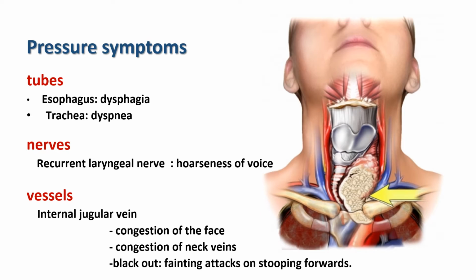You know that the thyroid is surrounded by many structures: tubes such as the esophagus and trachea, nerves such as the recurrent laryngeal nerve, and vessels such as the internal jugular vein. So when the thyroid enlarges and starts to compress the esophagus, it leads to dysphagia; the trachea, dyspnea; the recurrent laryngeal nerve, hoarseness of voice; and the internal jugular vein, as in cases of retrosternal extension, leading to congestion of the face, congestion of neck veins, and blacking out or fainting attacks on stooping forward.